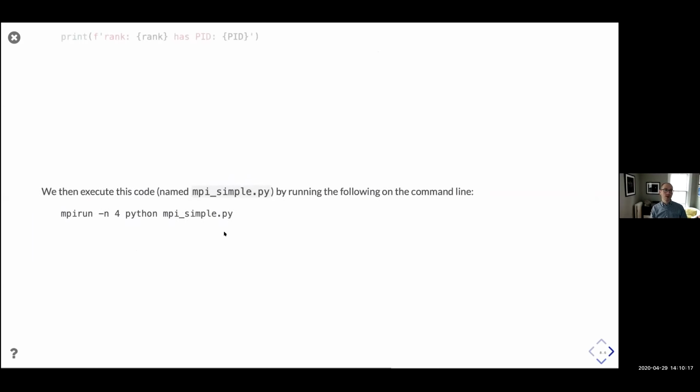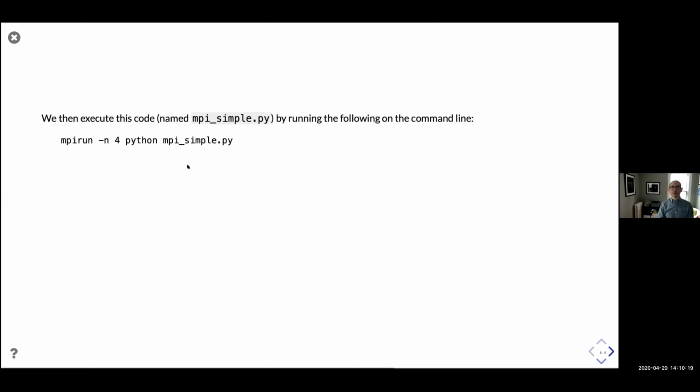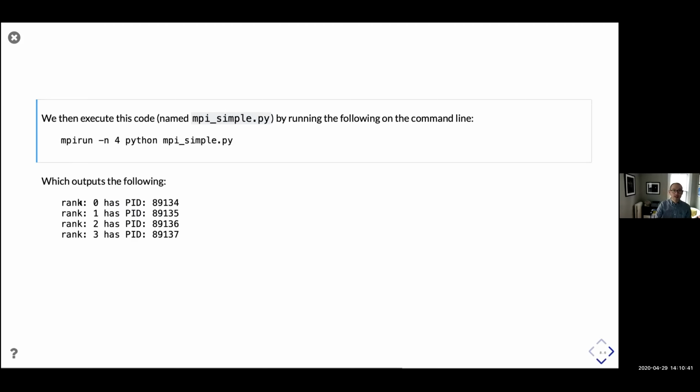If we run this, we don't just run it with Python mpi.simple.py. You have to pass it through the mpirun wrapper. This is the way that you set this up, and in this example, we're telling it that we want there to be 4 members of the COM world. This is how you run that command, and when you run it, it outputs the following. Rank 0 has PID blah, and so forth. Again, there are 4 lines, one for each of the ranks. They all have separate process ID numbers.